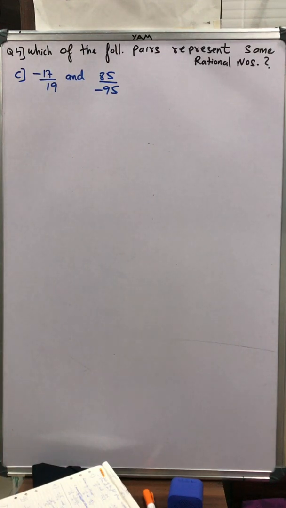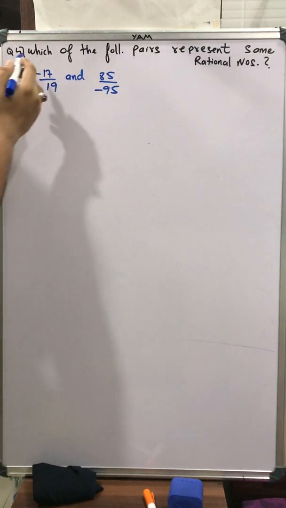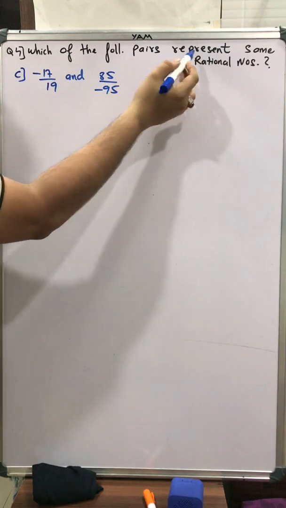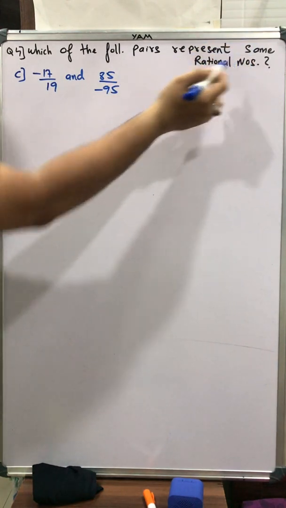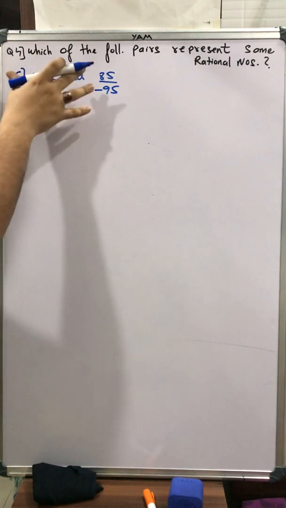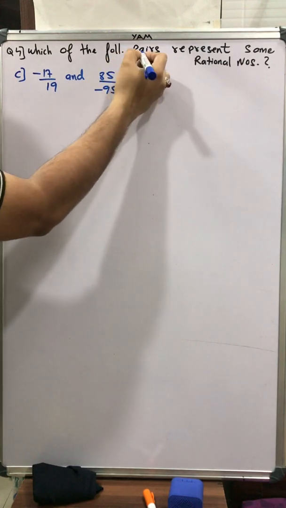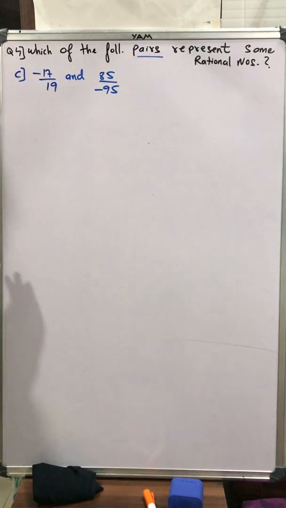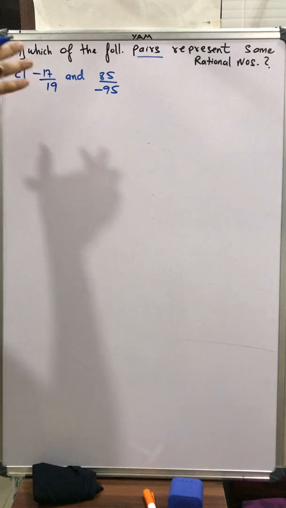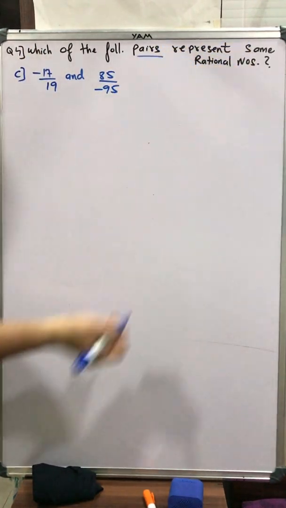So students, now let's continue with our first exercise. And on the board we have question number 4. Which of the following pairs represent same rational numbers? That means they are telling you that in the question there is a pair of rational numbers. But we need to identify which pair represents the same rational numbers.